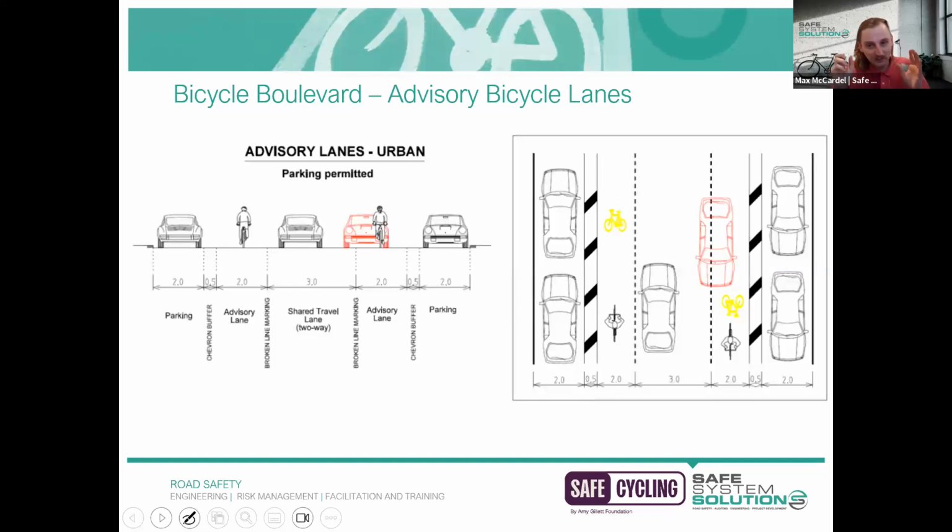Okay, so this is once again a very low speed environment, with low traffic volumes. You're thinking about that.